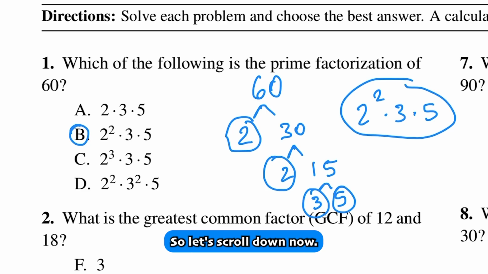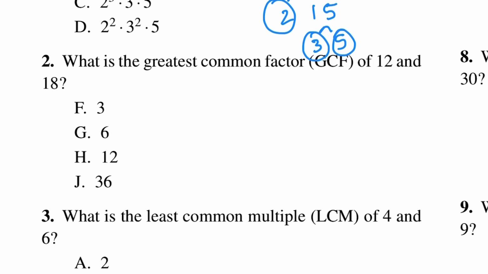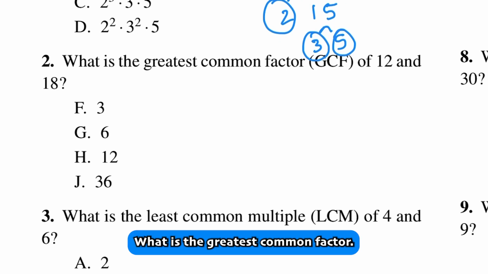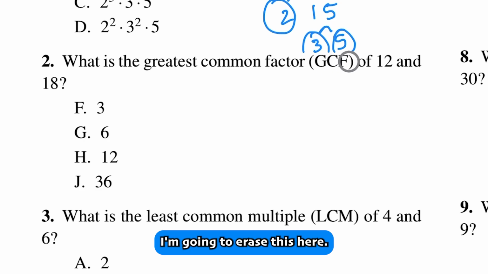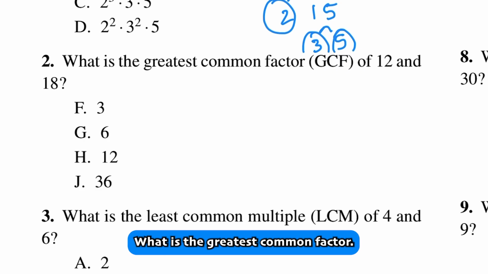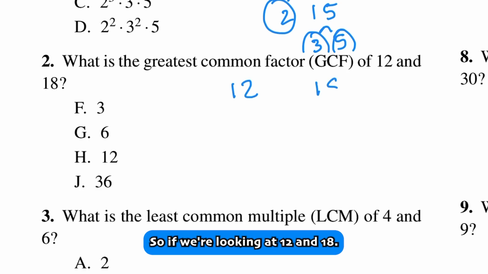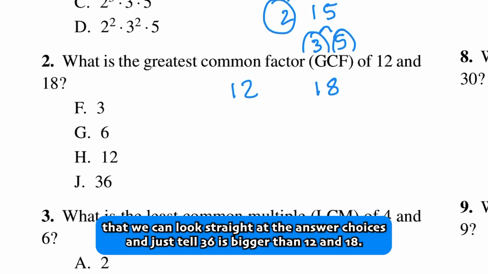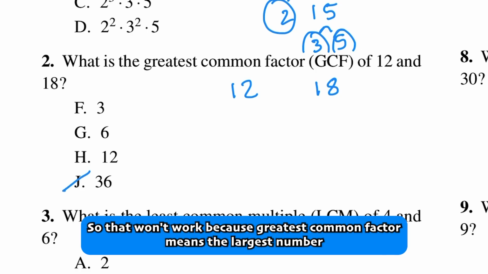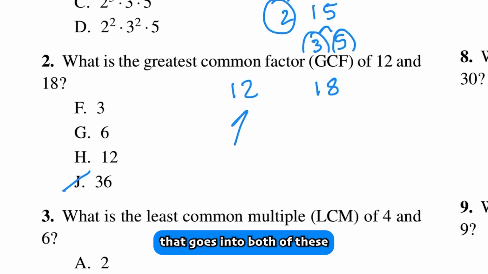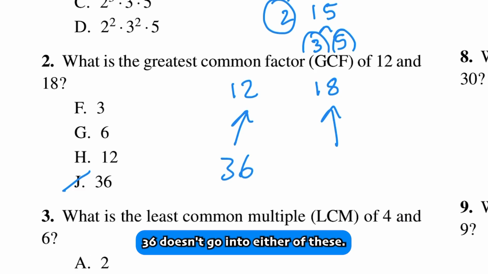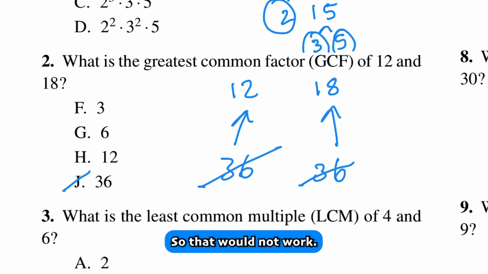So let's scroll down now. What is the greatest common factor? I'm going to erase this here. What is the greatest common factor? The GCF of 12 and 18. So if we're looking at 12 and 18, these numbers are small enough that we can look straight at the answer choices and just tell. 36 is bigger than 12 and 18, so that won't work because greatest common factor means the largest number that goes into both of these. 36 doesn't go into either of these, so that would not work.